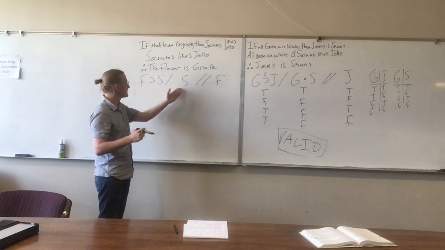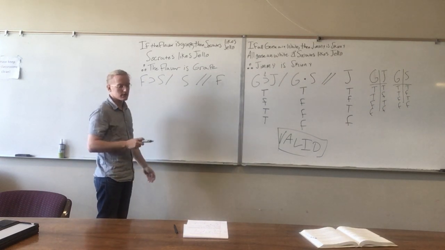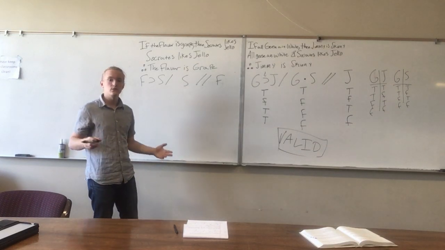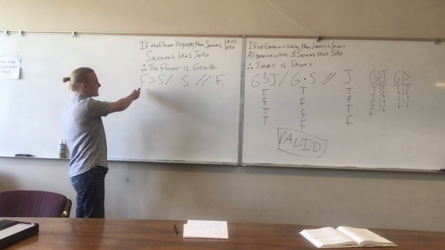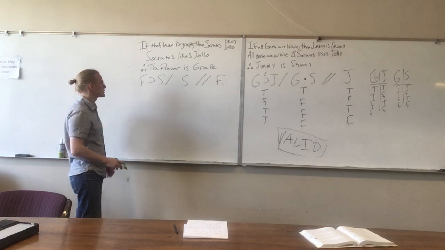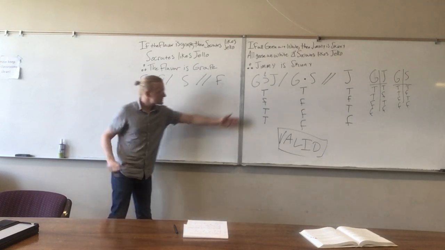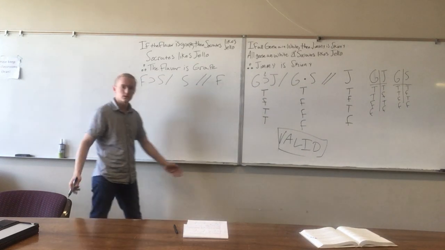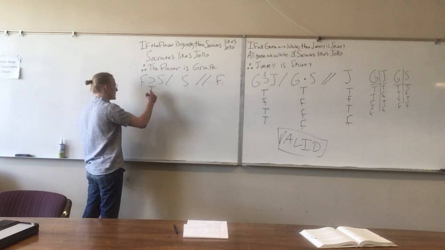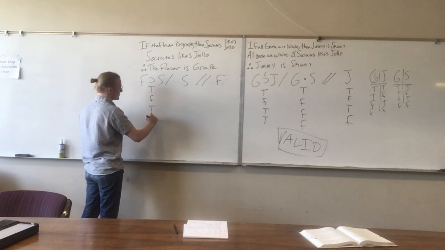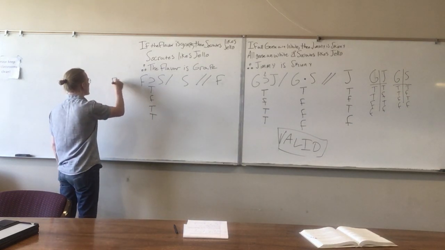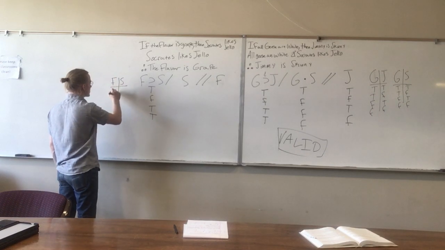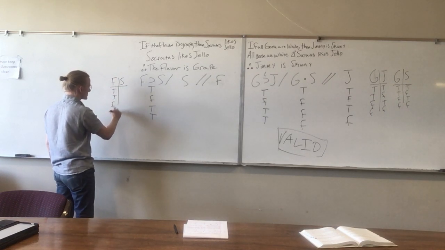I've translated the sentences into propositional logical form. F being the flavor is grape, S being Socrates likes Jell-O. So we're going to have the same truth table here. It's just the regular material conditional. So true, false, true, true.